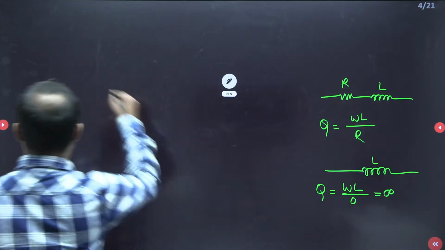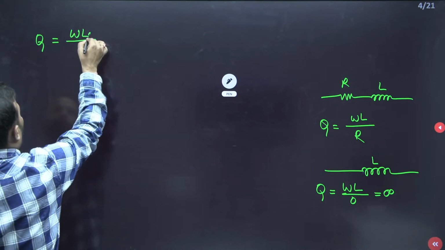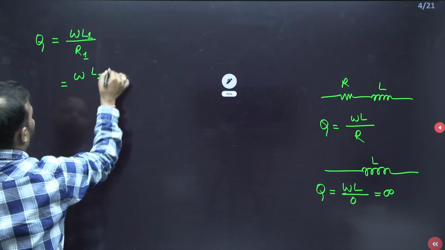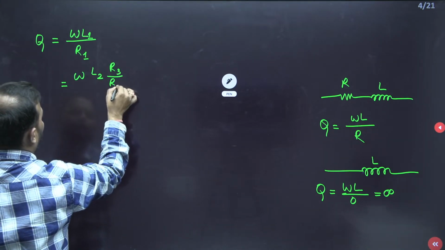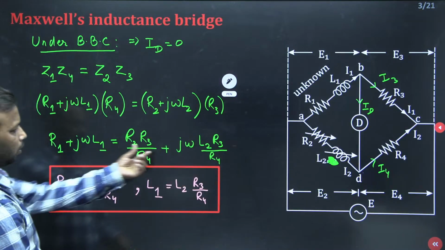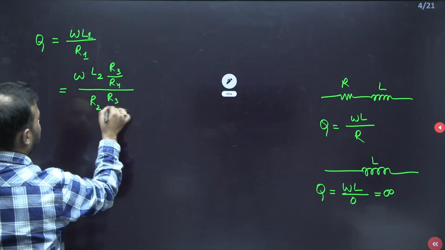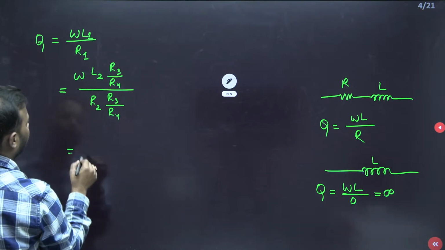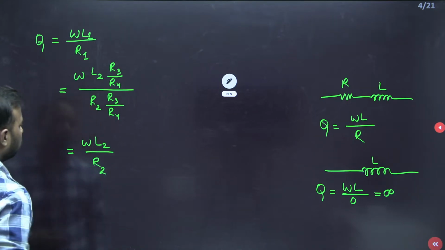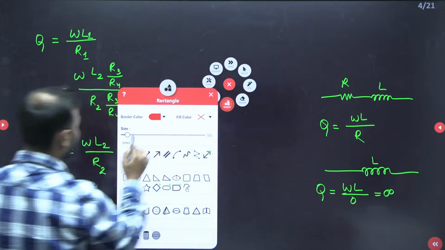So let us find the quality factor Q of a coil, which is omega L1 by R1. Okay, so what is L1, my friend? It is L2 R3 by R4, whole divided by R2 R3 by R4. So R3 R4 will be cancelled out, and we are left with omega L2 by R2. So this is your quality factor. Let me box this.